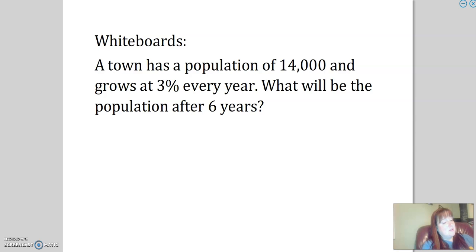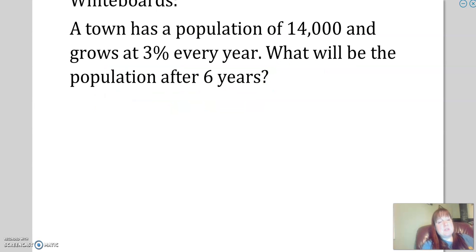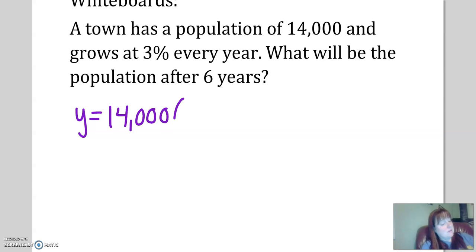All right. So let's just remember how to do exponential functions. So we have a town, it's a population of 14,000 people. It grows 3% every year. What's the population going to be after 6 years? So again, y equals our initial, which is 14,000, times our rate, which is 1.03, because we have 100% of the people plus another 3%. So we have 103% of what we started with every year.